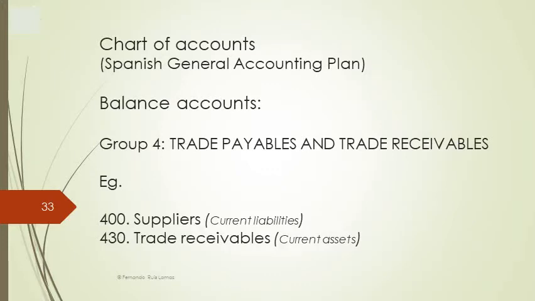Among Group 4 accounts, the more typical ones are number 400 and number 430. Account 400 stands for suppliers, which is a trade payable, that is, a debt or liability for purchases of inventories and services received from other firms when they are not in cash. Account number 430 is a trade receivable from customers, whose debit balance, since it is an asset, is the amount the customers owe us due to sales and services rendered on credit.